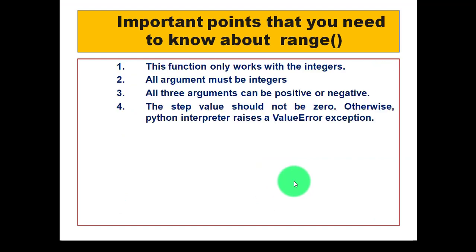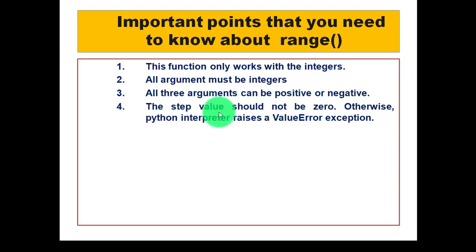Now, some points you have to know about range. First one is, this function only works with integers. Do remember, this function only works with integers. Floating point numbers are not permitted here. Clear? Second point is that all arguments must be integers here. I am not considering floats, those decimal numbers like 2.5. We are not going to take them. We are going to deal with whole numbers or integers. Then third point, all three arguments can be positive or negative. This one is clear, I hope.